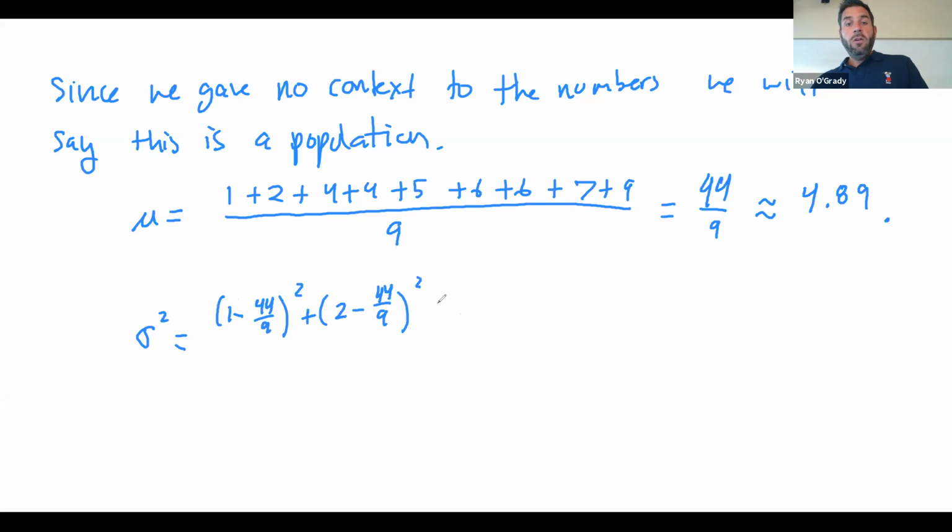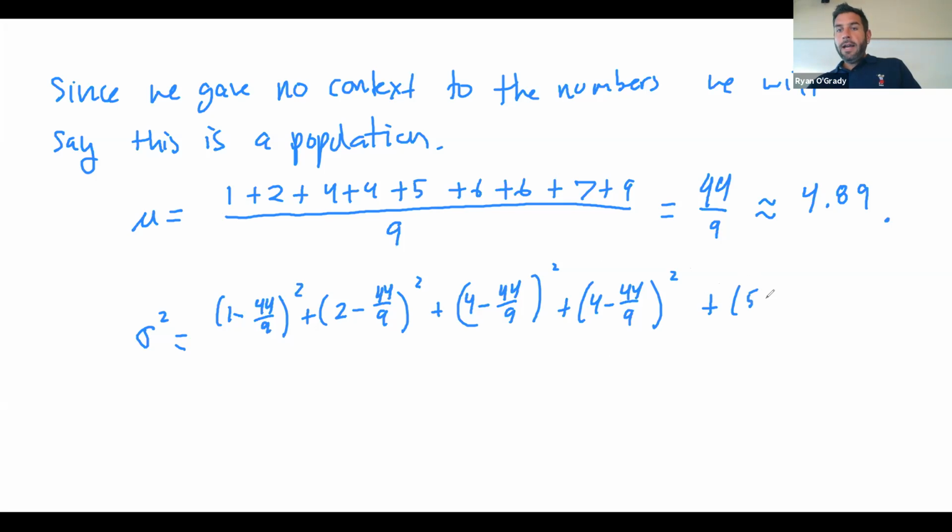Ugh. Plus, now I have two 4s, so I have 2 of these squared, plus 4 minus 44/9. So you're starting to see how completely ugly this gets, right? I mean, I'm running out of room already. Then it's going to be plus 5 minus 44/9 quantity squared.